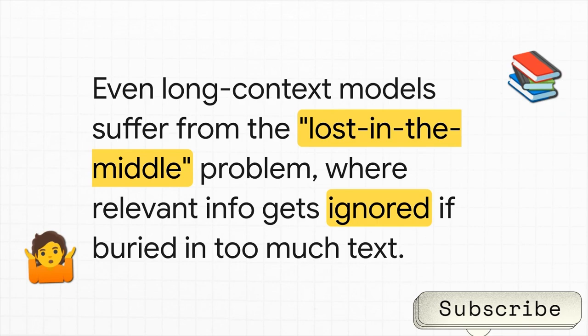They often suffer from something called the lost-in-the-middle problem. Basically, if the perfect answer is buried deep inside a giant wall of text, the model can actually just miss it. Smart chunking completely solves this by serving up focused, relevant little bites of information.